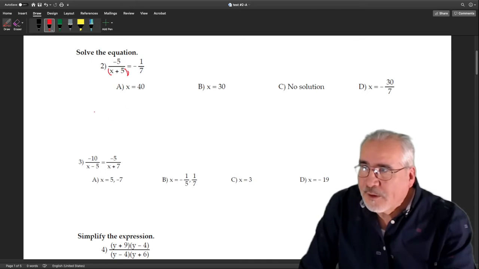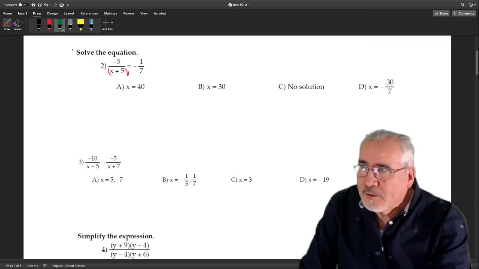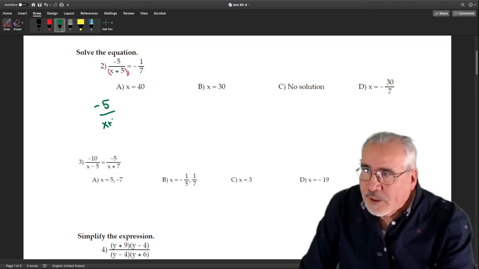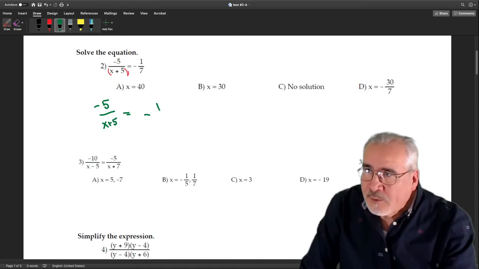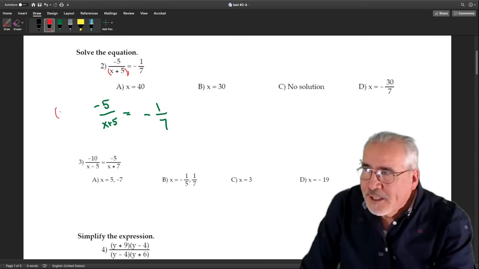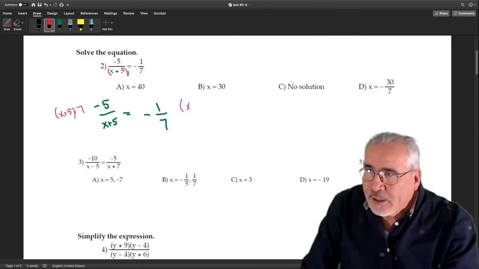So let's come back at home. I'm going to take -5 over x plus 5 is equal to -1 over 7. What I will do to both sides of this equation, I'll multiply by x plus 5 times 7. And over here, I'll multiply by x plus 5 times 7.